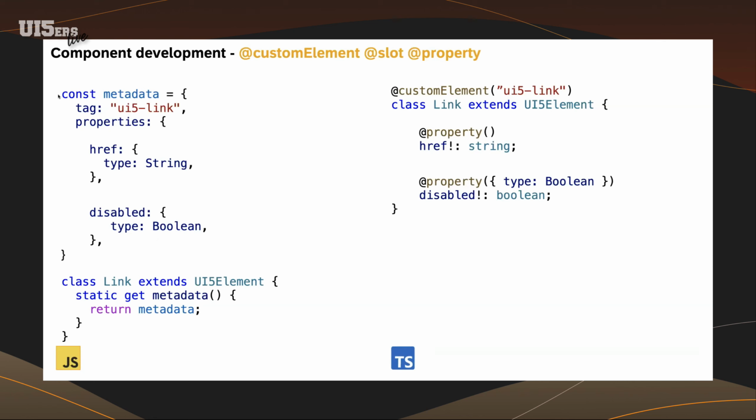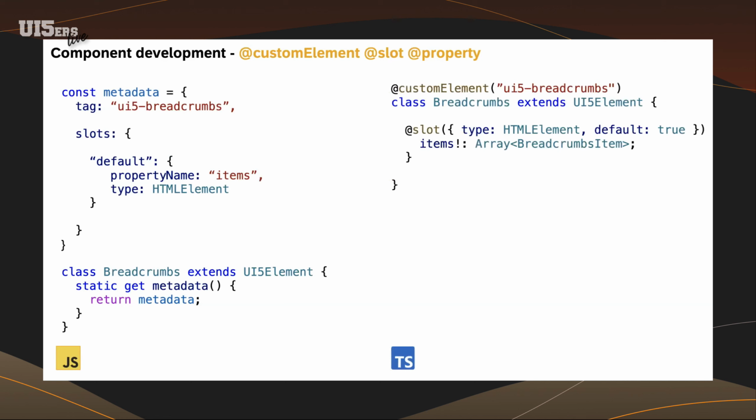Previously, you can see that it used to be an object that's later returned by a static getter of the class. Now, for all these entities of the metadata, we introduced TypeScript decorators: the customElement decorator for defining the tag and many more options, the property decorator, and we have one also for slots, but I wanted to keep it short here. Just by looking at the example, you can feel that it's now more straightforward, I would say also more modern than before.